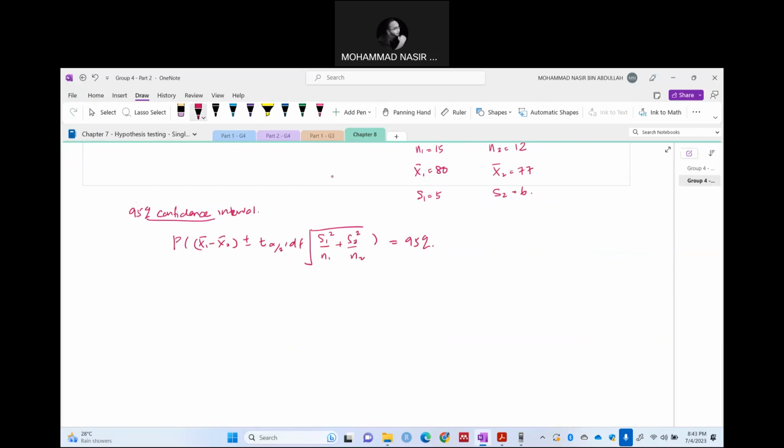So we just plug the values into the formula. x bar 1 is 80 minus 77 plus minus t alpha, 0.05. In this case, alpha is 0.05. How do we know? We want to construct 95%, so the balance will be 5%. So 0.05 divided by 2 with degrees of freedom, multiplied by the standard error, which is square root of 5 square over 15 plus 6 square over 12.